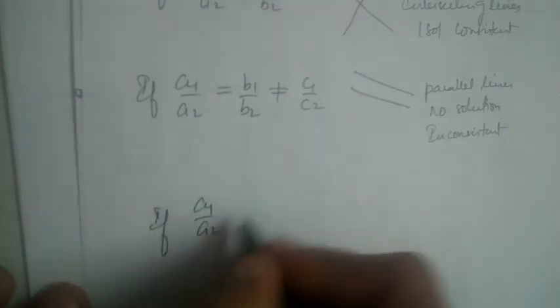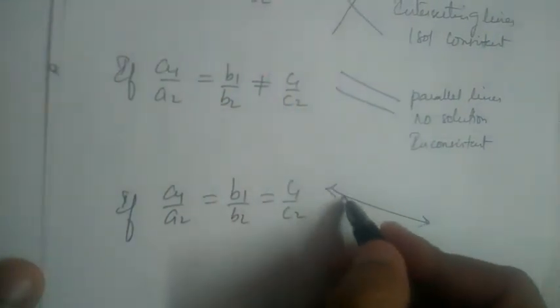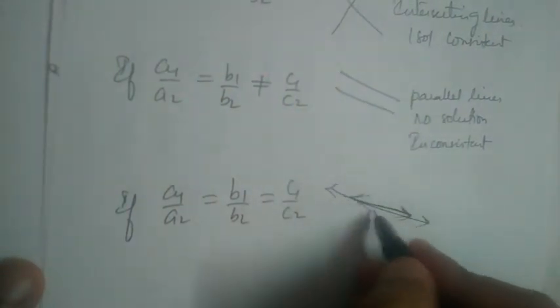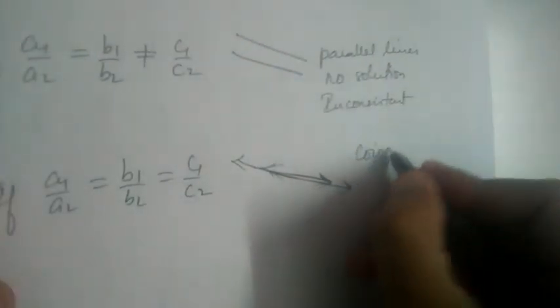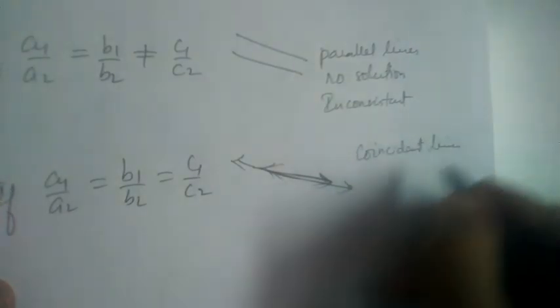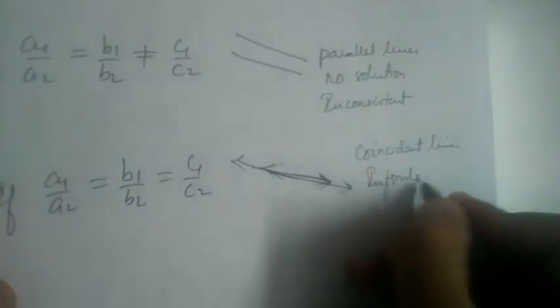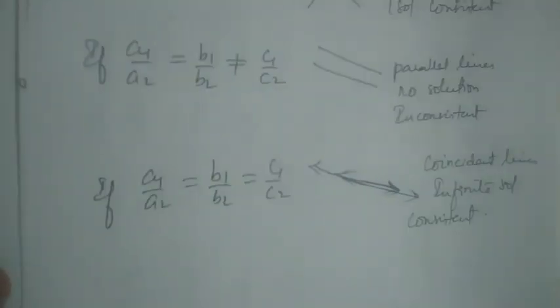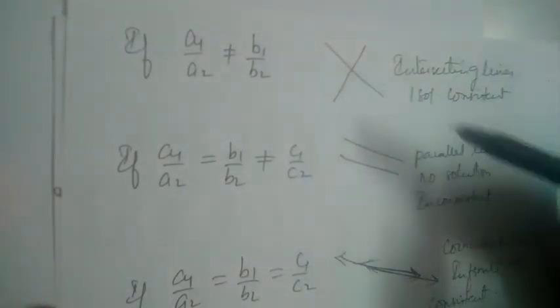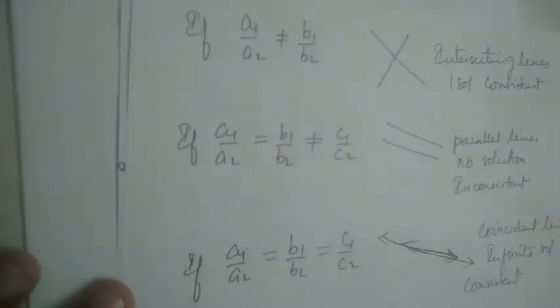All right. And if a1 by a2 is equal to b1 by b2 is equal to c1 by c2, the lines will be coincident lines. That means one line will lie on the other line. How many solutions? Infinite solutions. Consistent or inconsistent? Consistent. All right. So without drawing the graph also, we can tell whether the lines are intersecting lines, parallel lines, or coincident lines using this concept, dividing the coefficients.